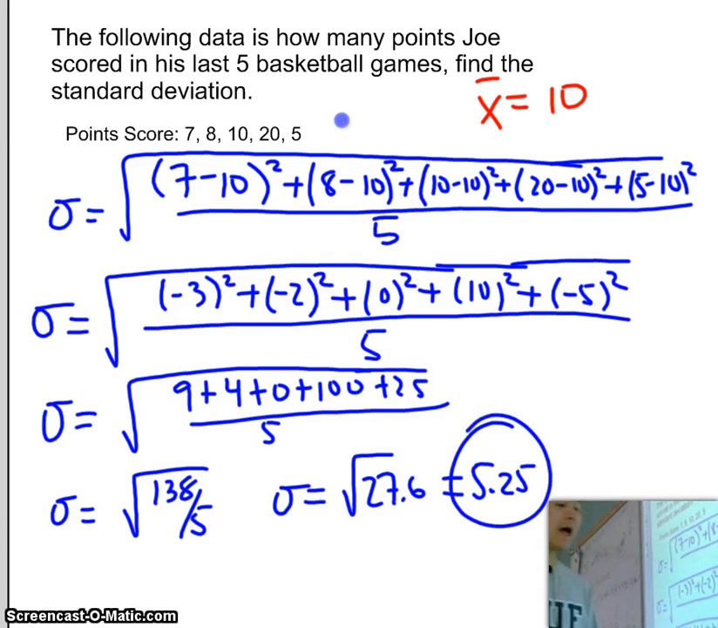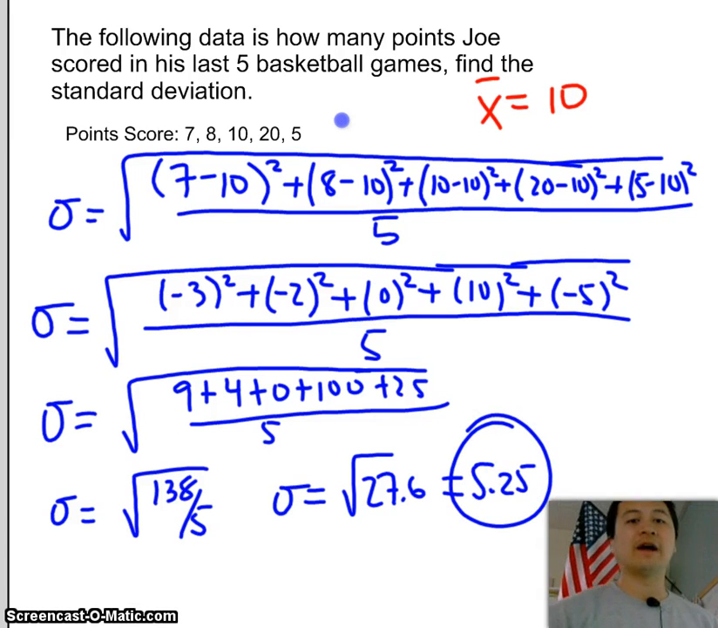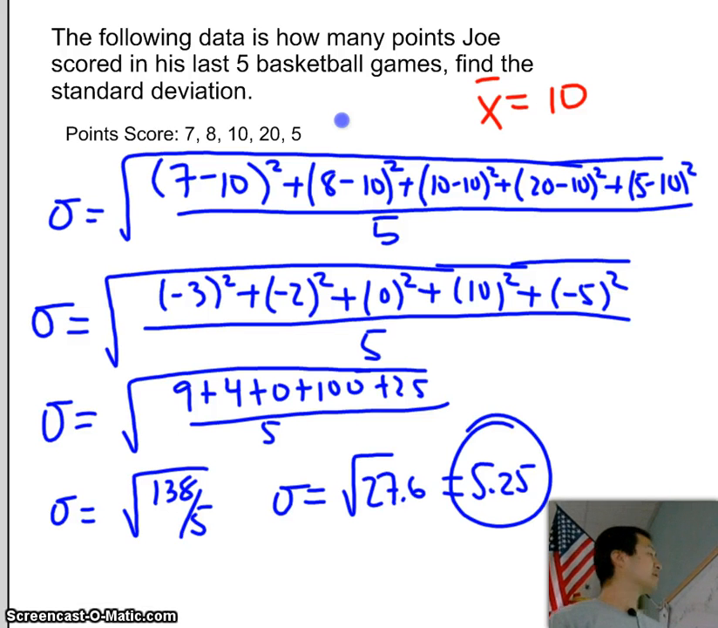That means we have an average of 5.25 away. Let's take a look. You see how this is like 2 away, 3 away, then 0 away, then 10 away, then 5 away. So it looks like an average of 5.25 away, right? How do you feel? That's standard deviation. This is a big fluctuation, right? If you look at the numbers, they fluctuate a lot.